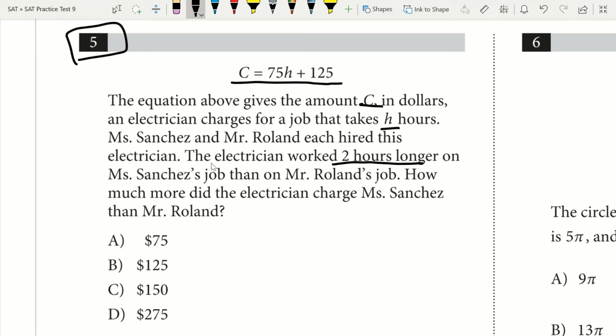The electrician worked 2 hours longer on Ms. Sanchez's job than Mr. Rollins. How much more did the electrician charge Ms. Sanchez than Mr. Rollins? So we know we have a difference of 2 as H. So since it's a 2-hour difference, we multiply that 2 by 75 to get our difference in cost as $150.